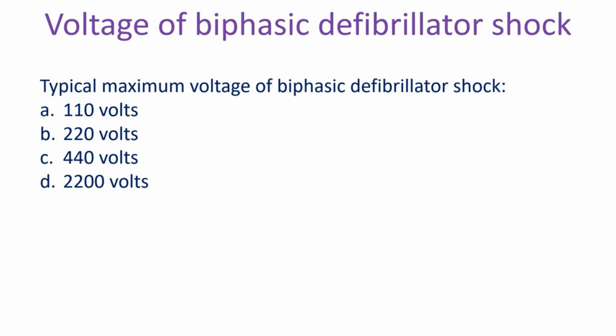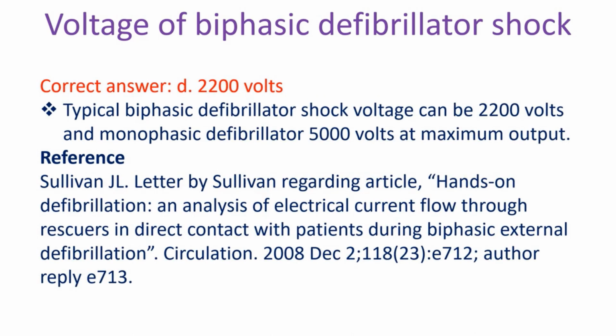Typical maximum voltage of biphasic defibrillator shock: A. 110 volts, B. 220 volts, C. 440 volts, D. 2200 volts. Correct answer D. 2200 volts. Typical biphasic defibrillator shock voltage can be 2200 volts and monophasic defibrillator shock 5000 volts at maximum output.